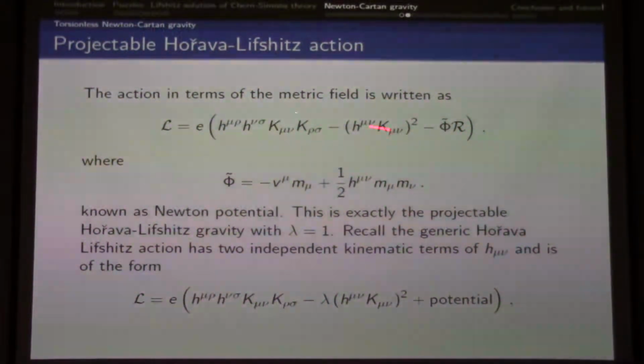And the reason why we also say this is torsion is because it is also related to projectable Hořava-Lifshitz gravity. Recall the most general form of Hořava-Lifshitz gravity is of this form, and there are two kinetic terms invariant under local Galilean transformations, respectively. So there is a free parameter lambda you can add in the action. For every possible lambda, this action is invariant. But to compare these two, you find the lambda is one, so that it can be equivalent to Chern-Simons theory.